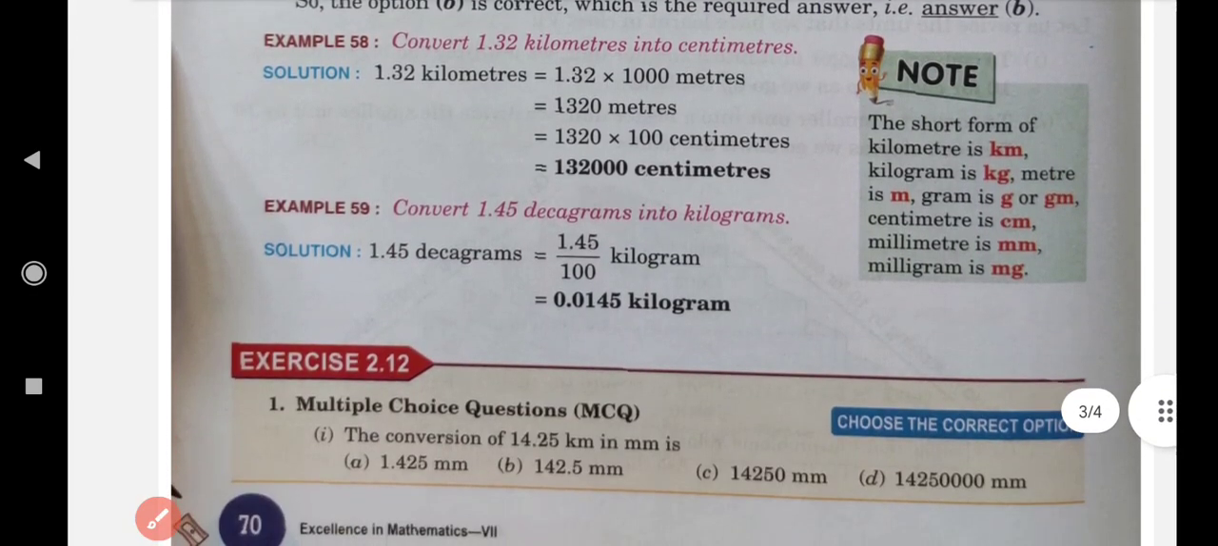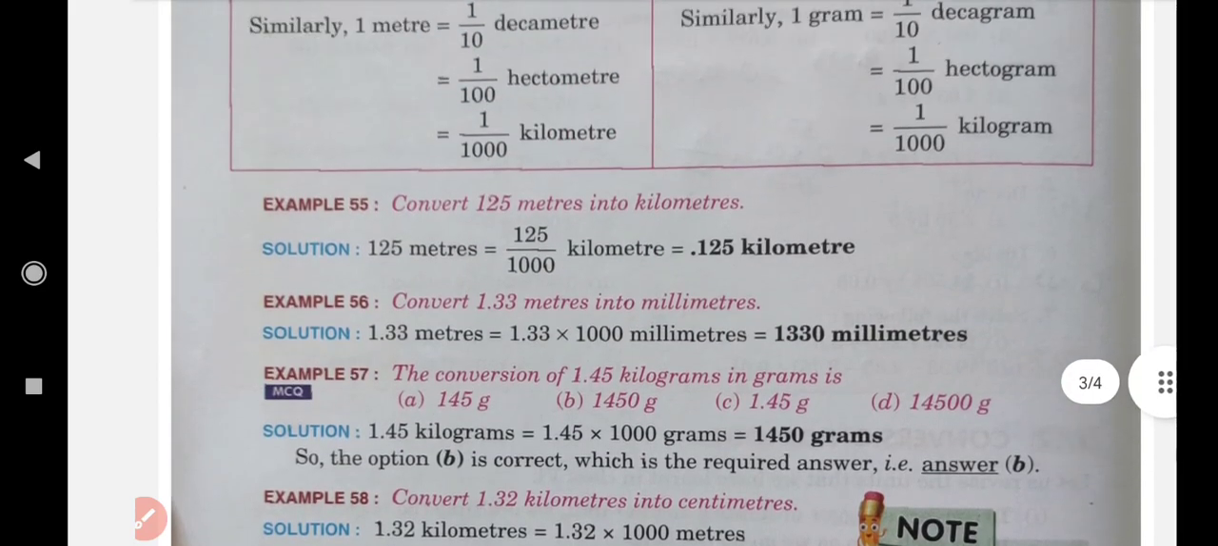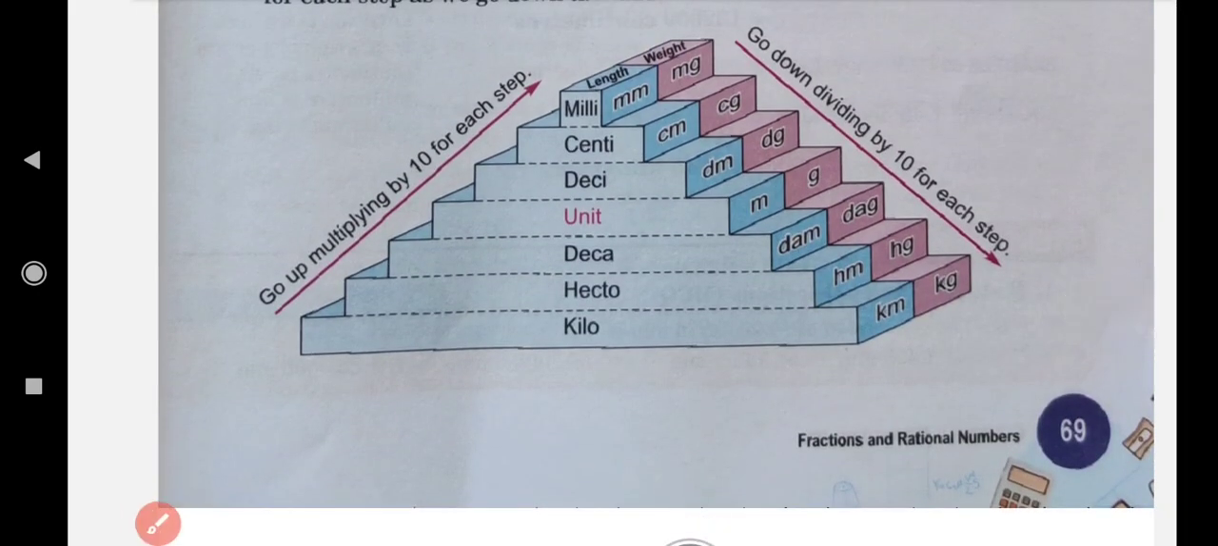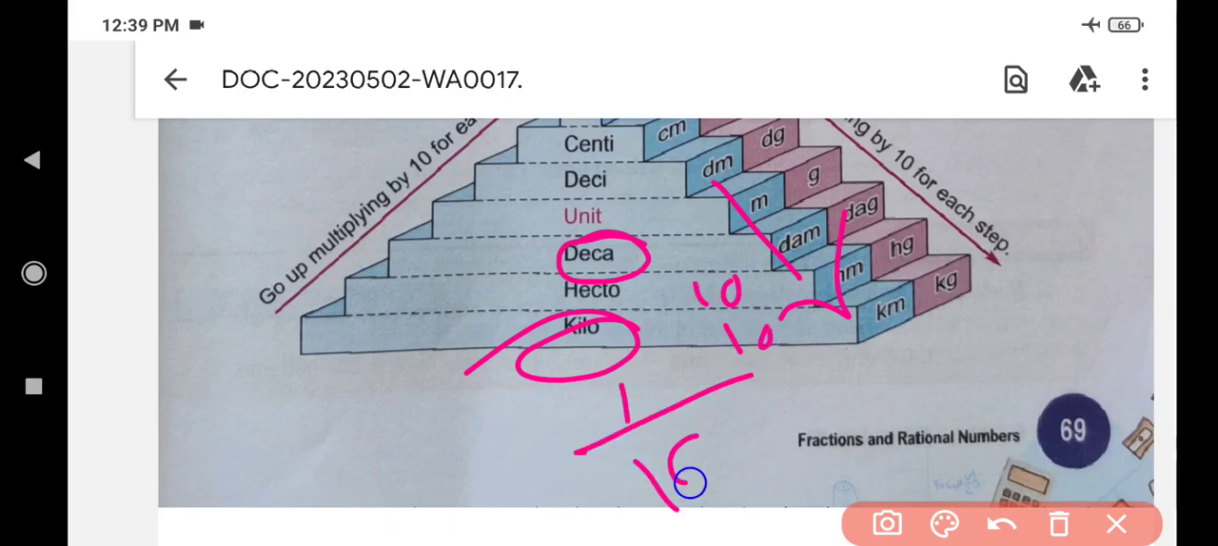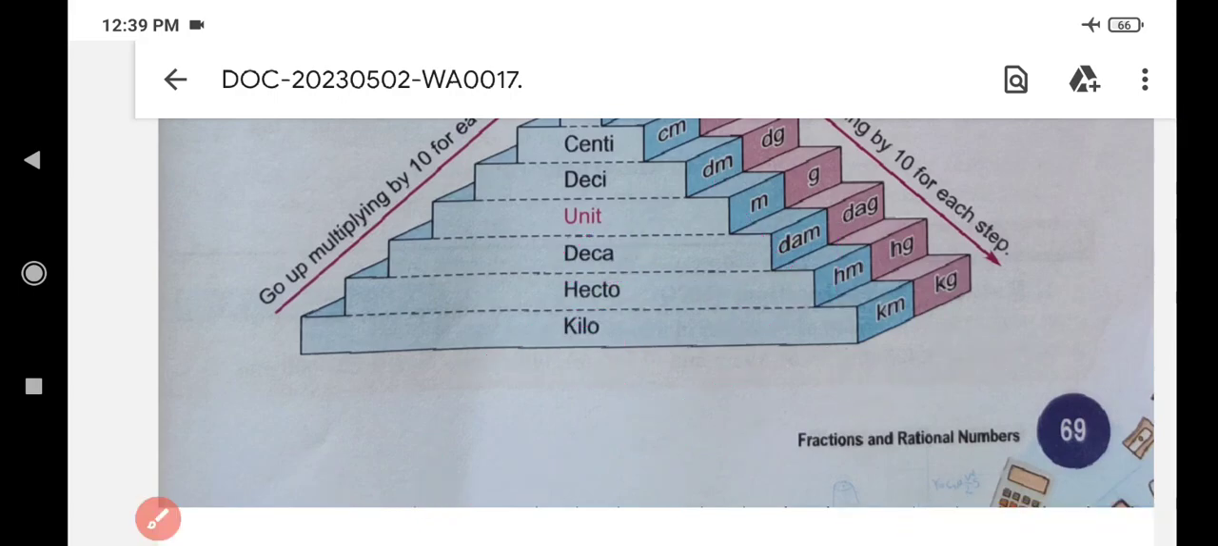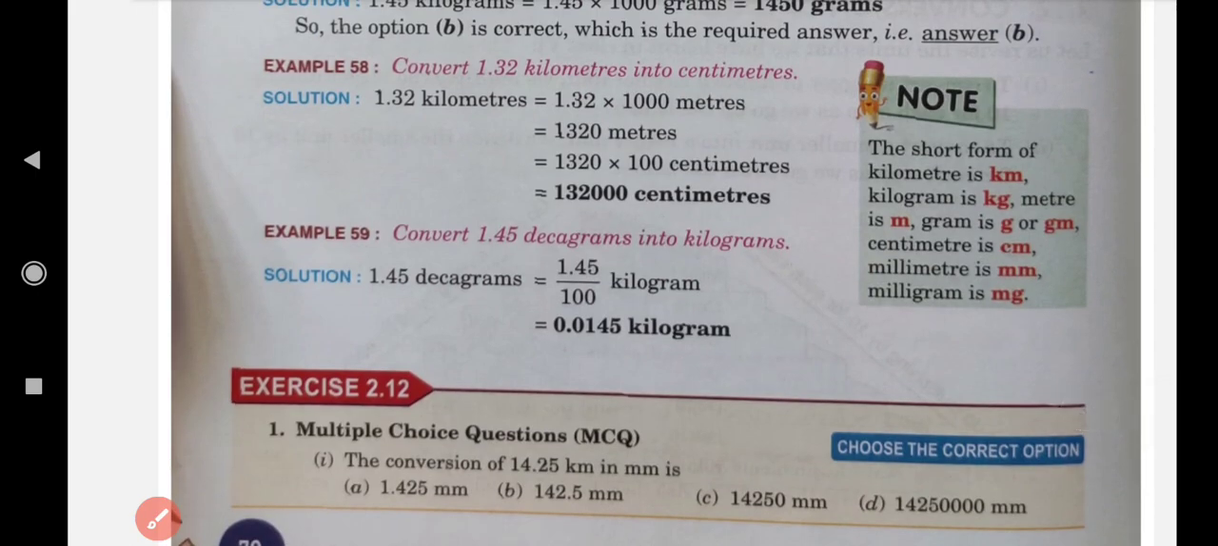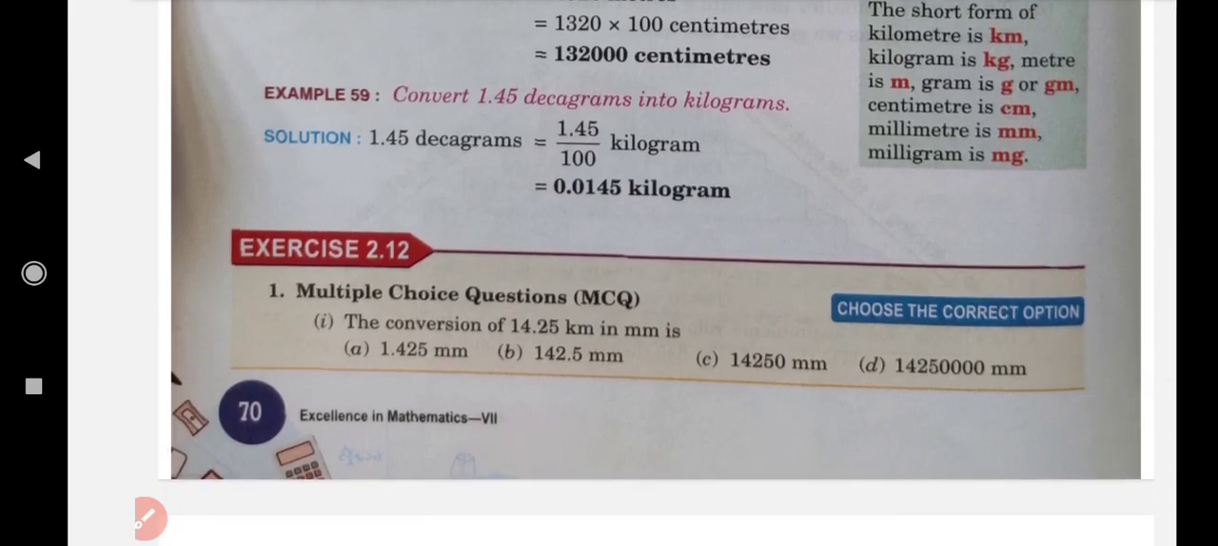Then example 59, convert 1.45 decagrams into kilograms. First you see here, decagrams into kilograms. Deca is here, kilo is here. We are moving downward, so 1 decagram equals 1 by 100 kilogram. See here, it is written here. So 1.45 by 100 kilogram.